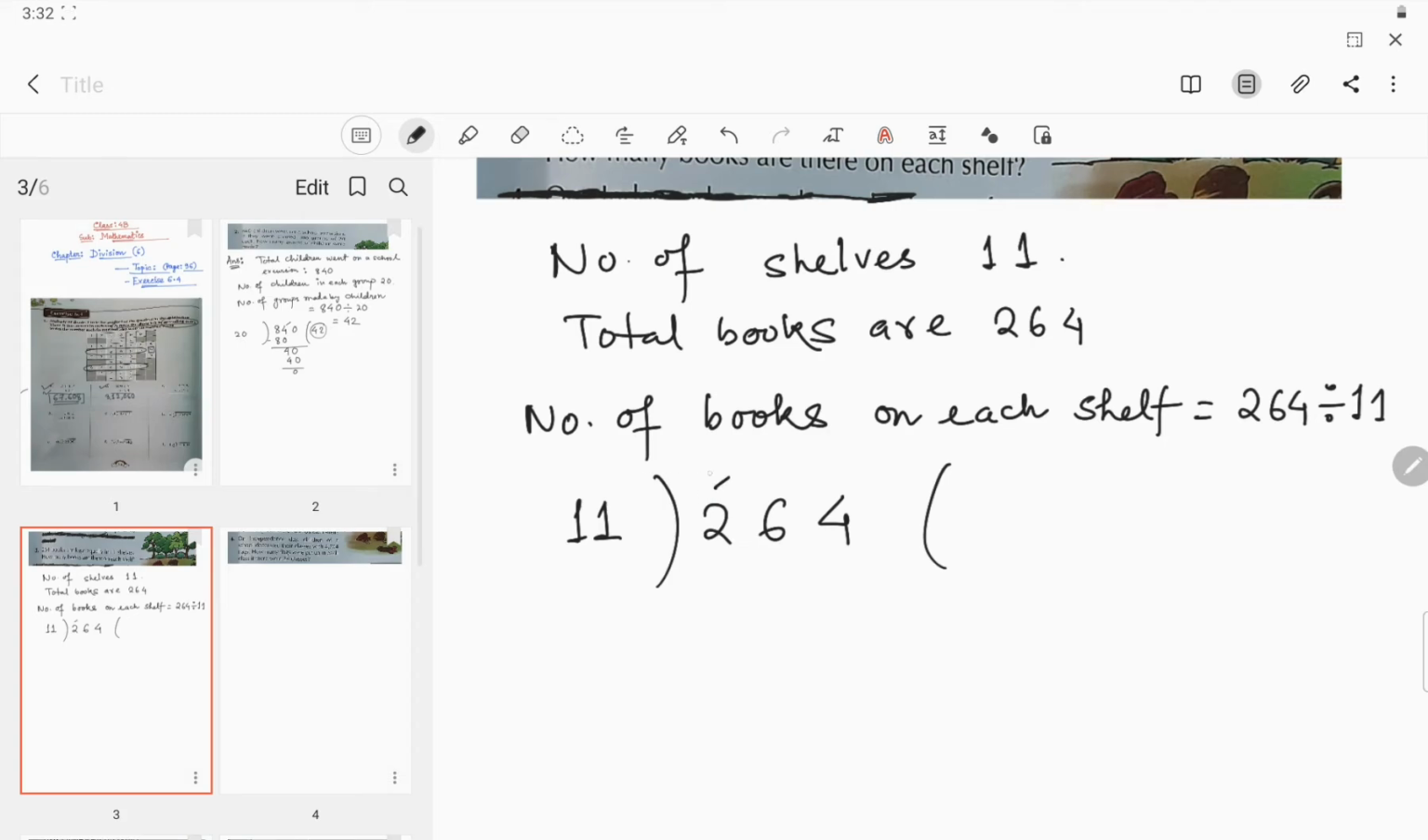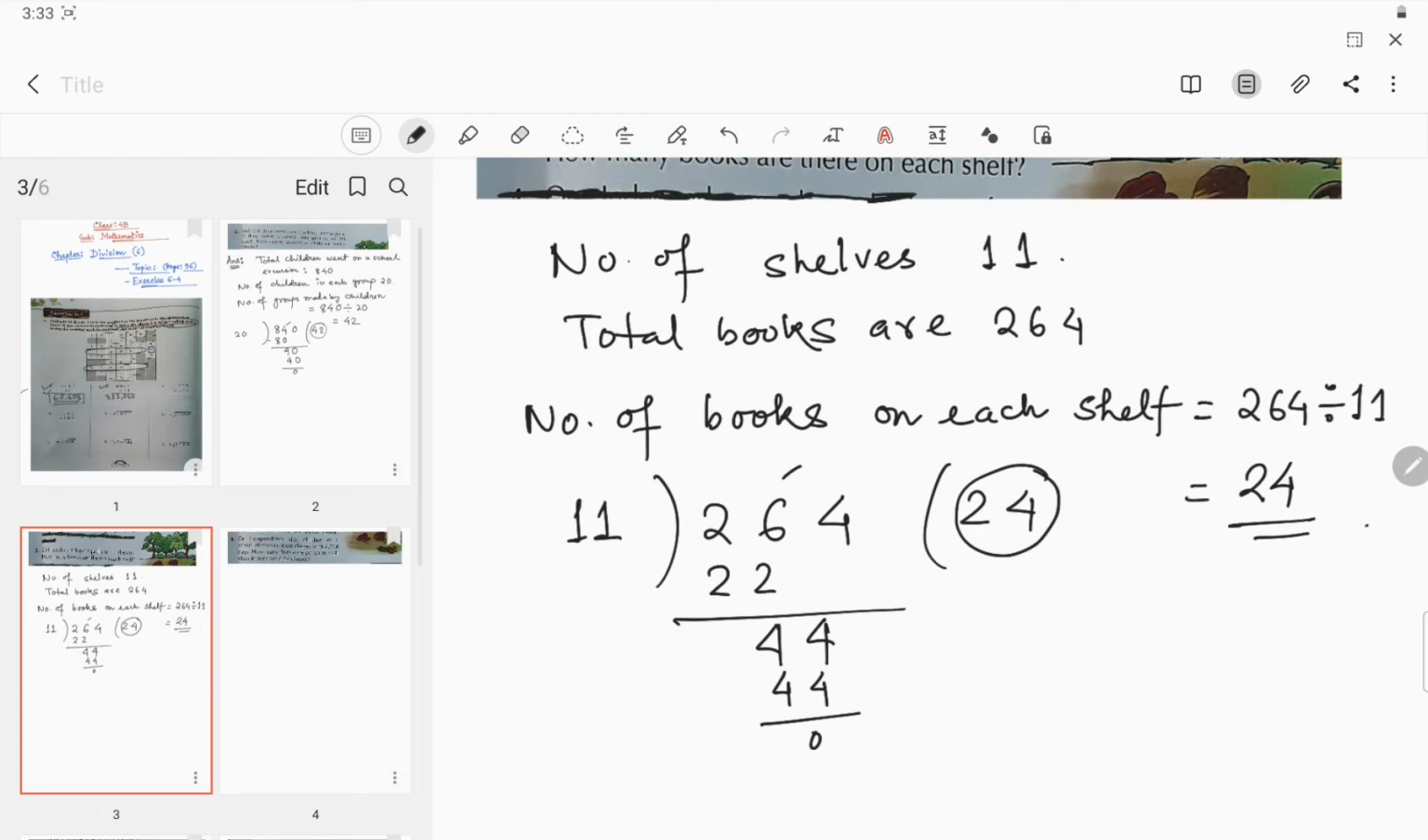If you choose 2, you can't divide, so you have to choose 26 as the dividend. You know that 11 2s are 22, which is the nearest to 26. Now if you subtract you will get 4 and bring down 4, and now the dividend is 44. 4 11s are 44 and the remainder is 0. So how many books on each shelf? The quotient is 24, so the answer is 24. Is it clear?